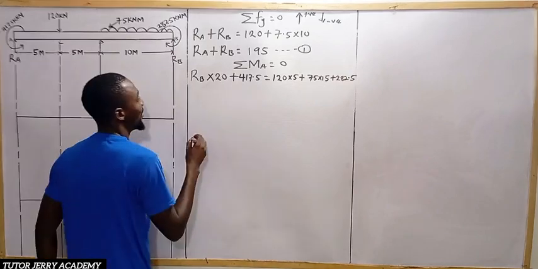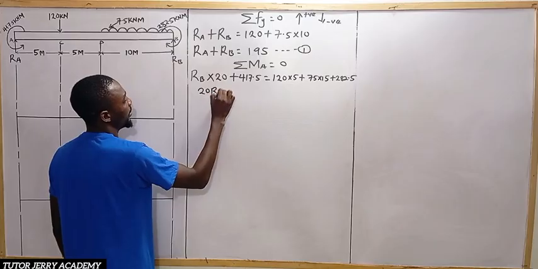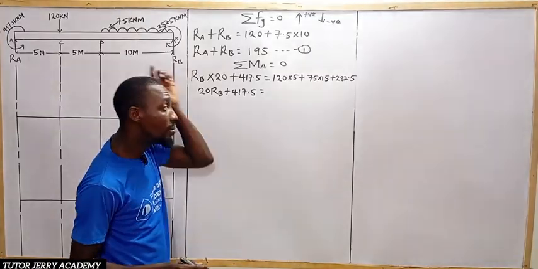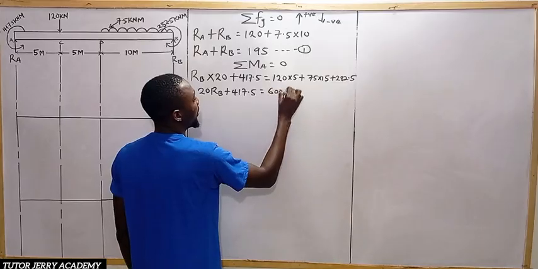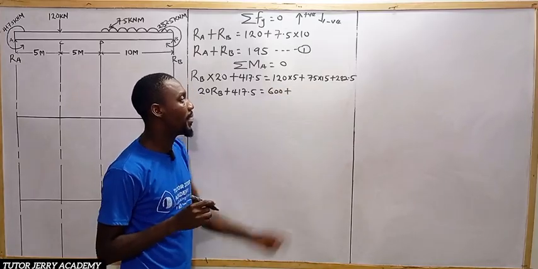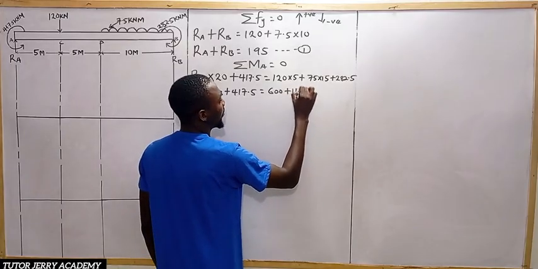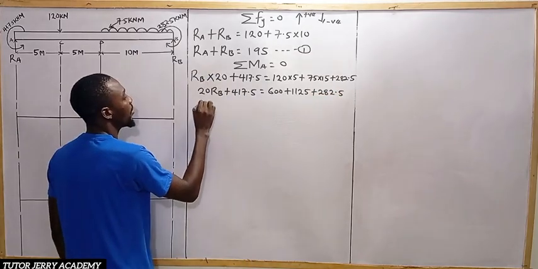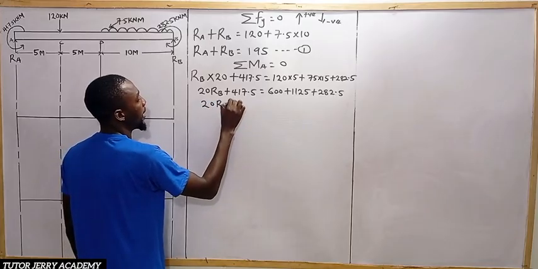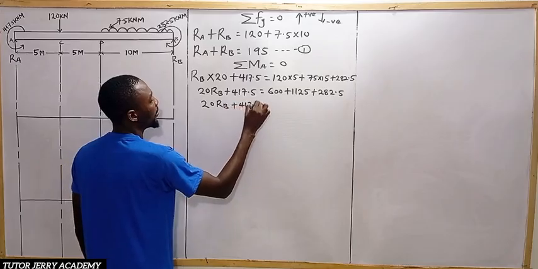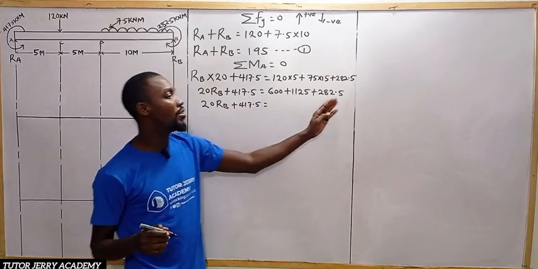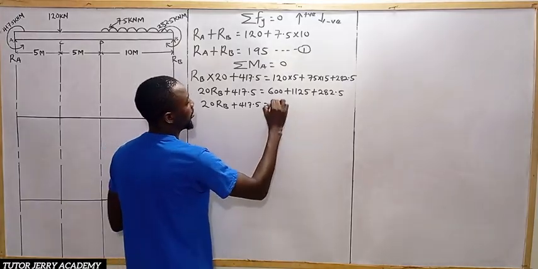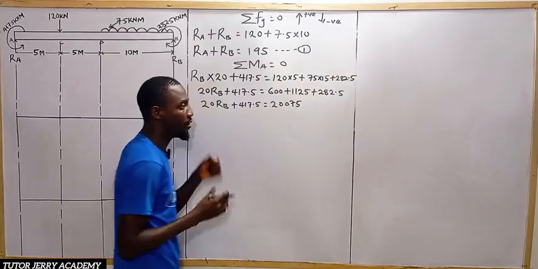282.5. All right, so here we are going to have 20 RB plus 417.5, which will be equal to 120 multiplied by 5, which gives us 600, plus 75 multiplied by 15, that is 1125, plus 282.5. So we are going to have 20 RB plus 417.5 equal to, if we sum all of this together, 2007.5. All right, so that is what we are going to have.